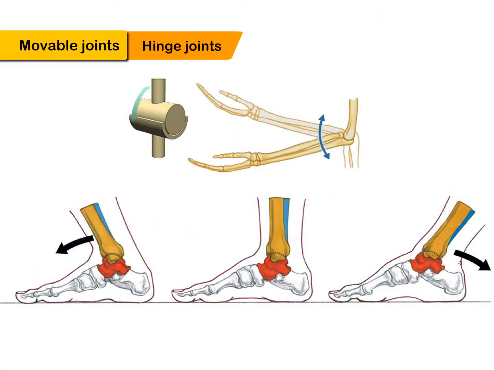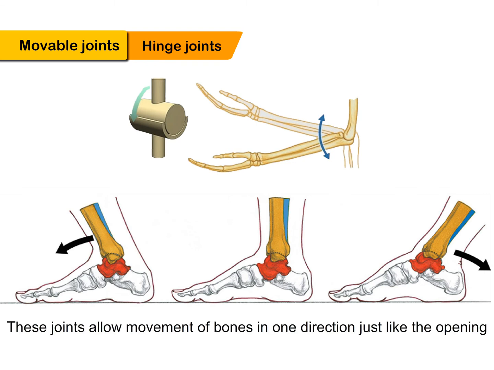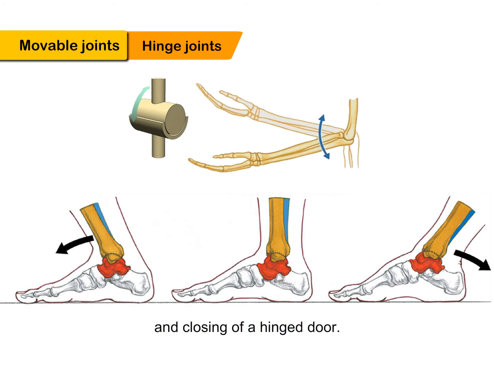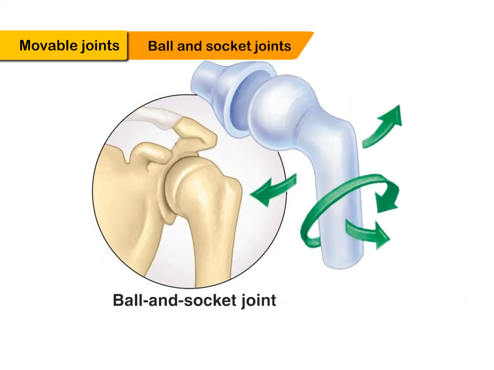Movable joints. Hinge joints. These joints allow movement of bones in one direction, just like the opening and closing of a hinged door. They are found in the elbows, knees, fingers and toes.